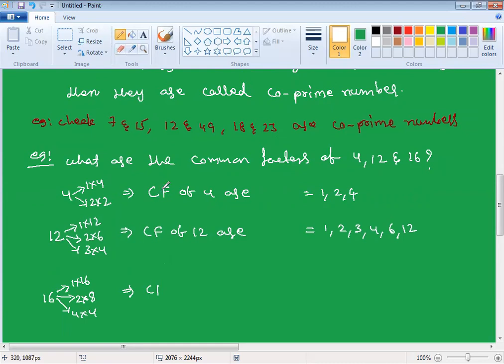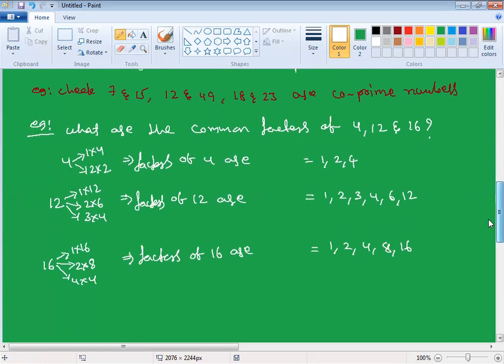So first we write the factors of each number. After that, we will write the common factors. Factors of 16 are 1, 2, 4, 8, 16. Factors of 12 are 1, 2, 3, 4, 6, 12. Factors of 4 are 1, 2, 4. Now here we are going to find the common factors.